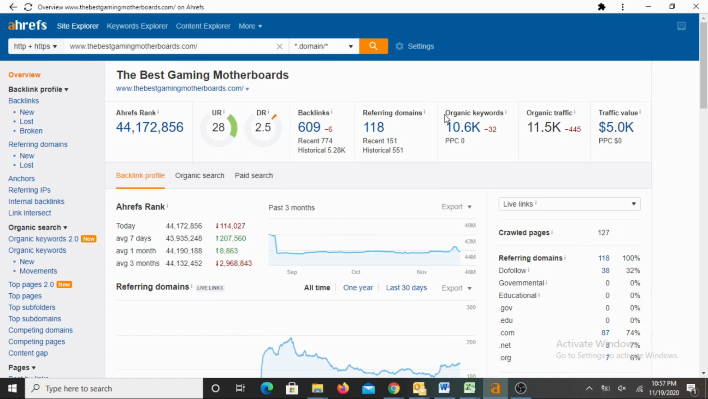And then the second data point is organic keywords. Organic keywords is nothing but how many different search terms for which this particular site is appearing in search engines organically. Nearly 10k plus, looking very good. And then the third attribute is organic traffic. So how many visitors visit this particular website on average per month through search engines organically? 11.5k. All data points are looking very good.